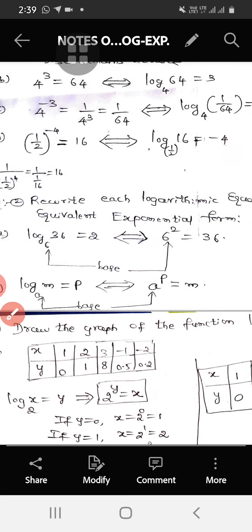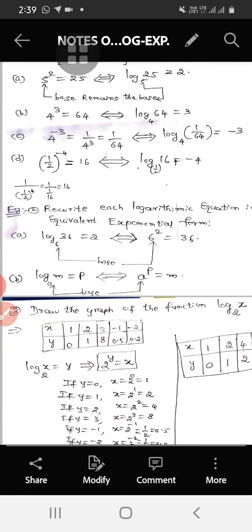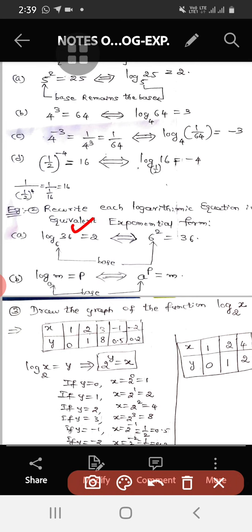Then the converse way also we can write it. Log 36 base 6 is equal to 2, so we can write it as 6 square is equal to 36. See here, the base remains the same. That's why I have shown here. In this case also the base remains the same. So base a remains the same.